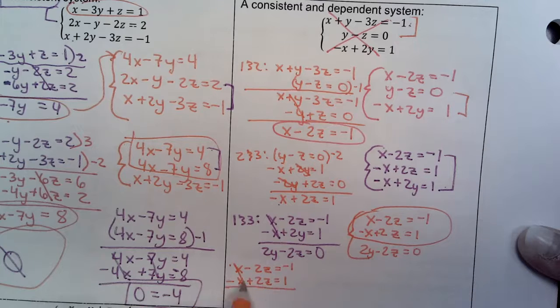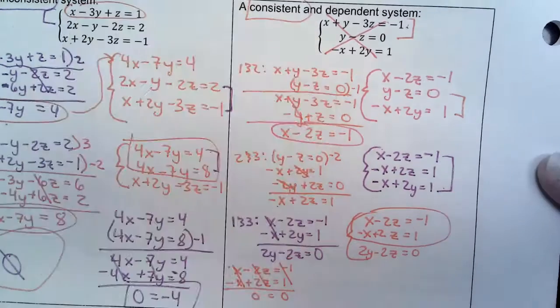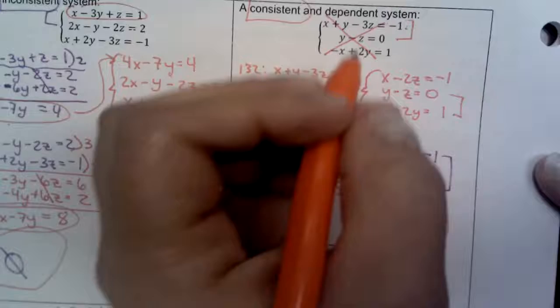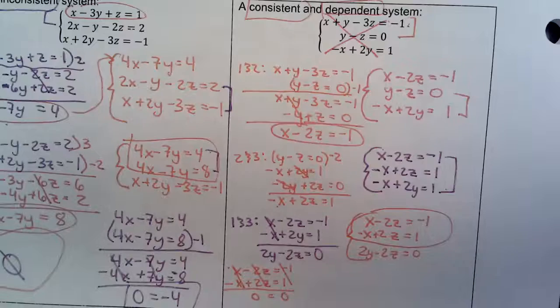So if I combine these, that equals 0, that equals 0, and that equals 0. So I get 0 equals 0. That means that this is a consistent system. It also means it is going to be a dependent system. What that means is depending on the value of x, the values of y and z will change. Now we're going to show you how to find that.